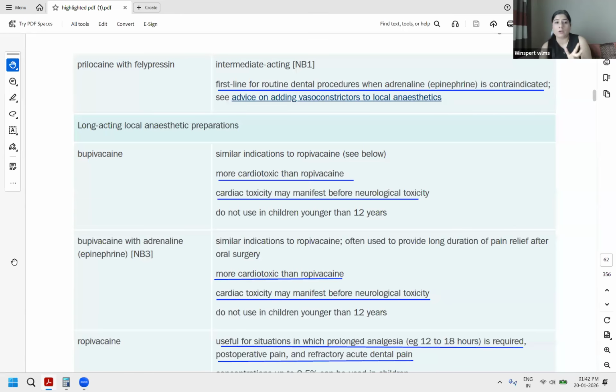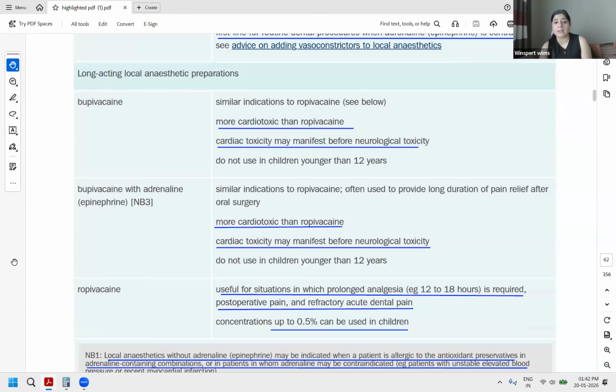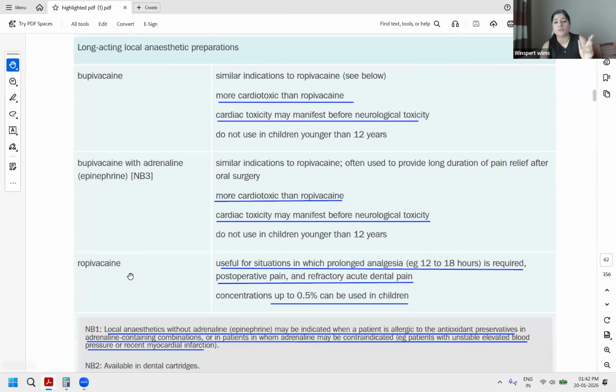Bupivacaine and ropivacaine are your longer acting anesthetics. Bupivacaine is not given in children below 12, whereas ropivacaine can be. Bupivacaine also is more cardiotoxic than ropivacaine, and the cardiac toxicity symptoms manifest before neurological toxicity, as I taught you prior as well, right? So bupivacaine with adrenaline is also more cardiotoxic than ropivacaine, and the cardiac signs come before neurological signs. For every other anesthetic, cardiac toxicity comes after neurological toxicity.